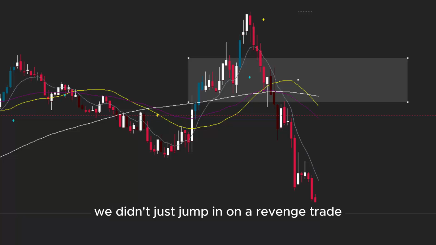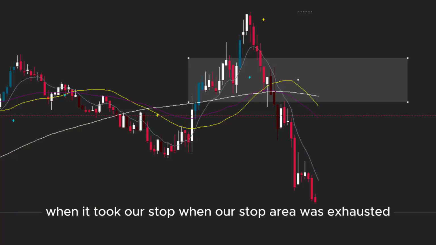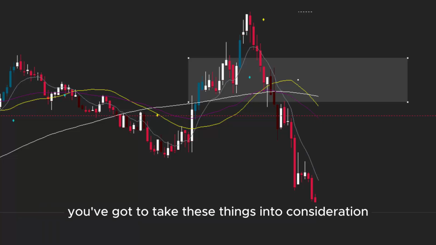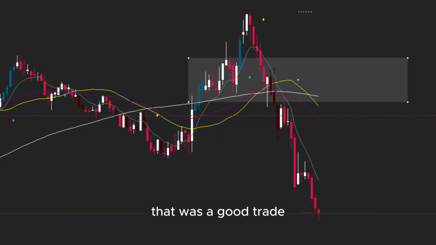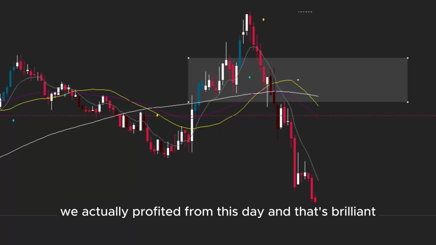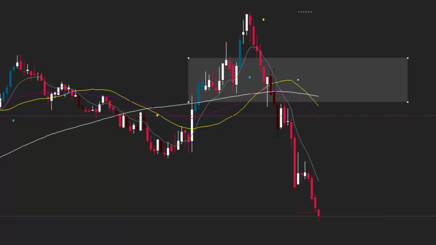We didn't just jump in on a revenge trade. We waited to get a signal. And also, we didn't trust the signal at first. When it took our stop, when our stop area was exhausted, that's when we went in. That's when we were convinced. So you've got to take these things into consideration. That was a good trade. Today was a good trading day. We are actually in profit. We actually profited from this day, and that's brilliant.